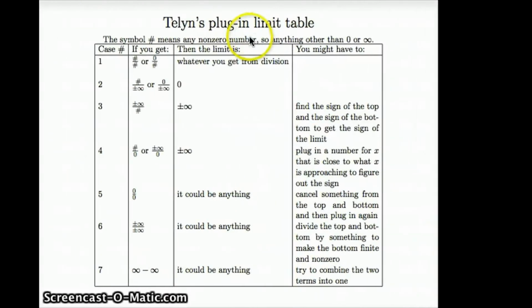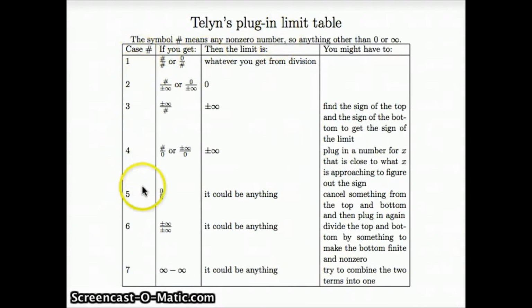So here's my plug-in table. As you can see, the first column of this plug-in table gives you 7 different cases, which is what I've divided up the limit problems into. There's 7 different situations that come up, and each one of them requires a different strategy to deal with. These cases are not exhaustive. There are some limit problems which fall outside of them, but 99% of the limit problems that you will come up with do fall into one of these 7 cases.